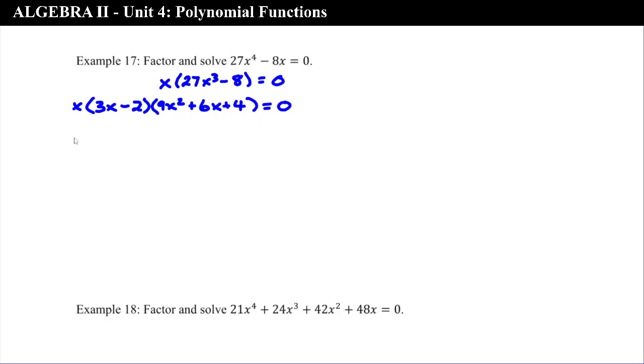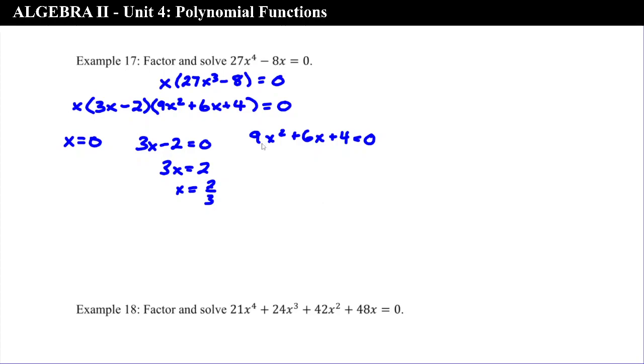And at this point, we're going to split everything up because we have factored as far as we can. X equals 0, that's already a solution, so we're good there. 3x minus 2 equals 0. Let's go ahead and solve that one. 3x equals 2, and then divide by 3, so x equals 2/3 is going to be a solution. And then finally, we've got 9x squared plus 6x plus 4 equals 0.